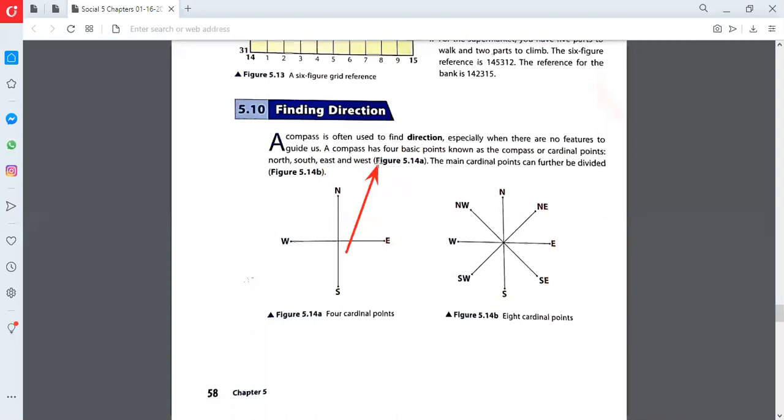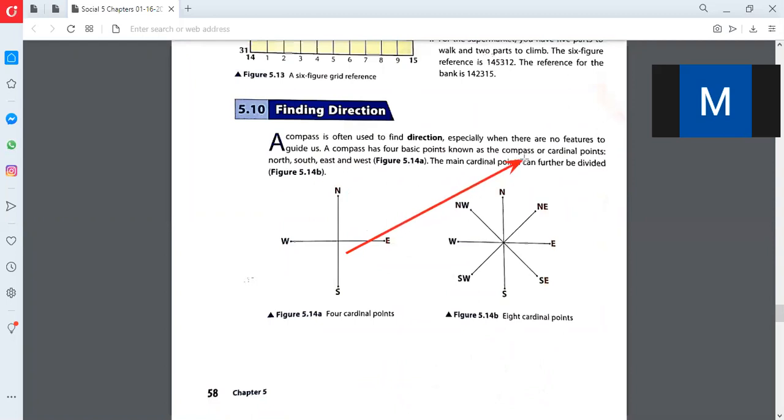What are those basic points? They are north, east, west, and south. These are the four basic points of a compass. These four points are called the compass points, or we call them cardinal points.